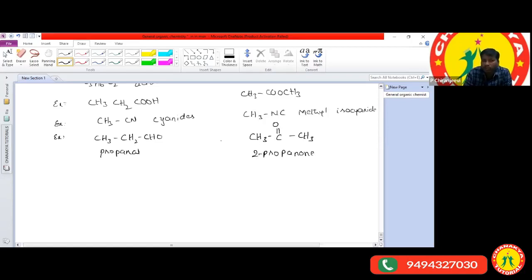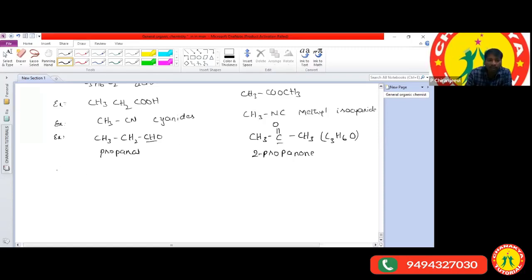Now if you see these two structures, they have the same molecular formula. If you want to check, you can check in both cases: 3 carbon atoms, 6 hydrogen atoms and only 1 oxygen. Both have the same molecular formula but differ in functional group. The first has the aldehyde functional group, the second has the ketone functional group. Compounds with the same molecular formula but different functional groups we call functional isomers.